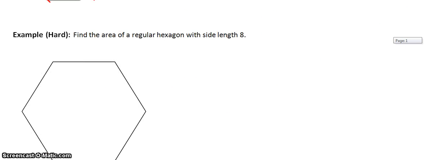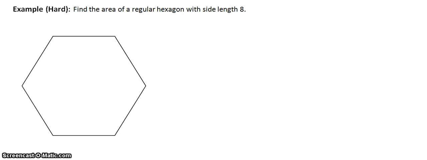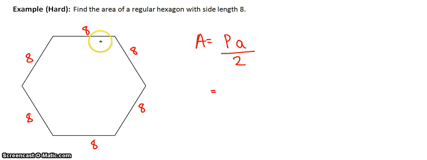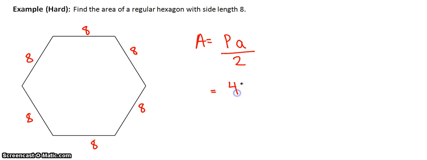Now, the harder examples would be if you're not given all the information you need. So you know this is a regular hexagon and the side length is 8. So all of these sides are 8. Okay, now in order to calculate the area of a regular hexagon with a side length of 8, I need to know the perimeter, which I could figure out, but I also need to know the apothem, and then I would need to divide it by 2. So the perimeter, this is a hexagon, so there's 6 sides. So 8 times 6 is 48. So I'll do 48 times A divided by 2.